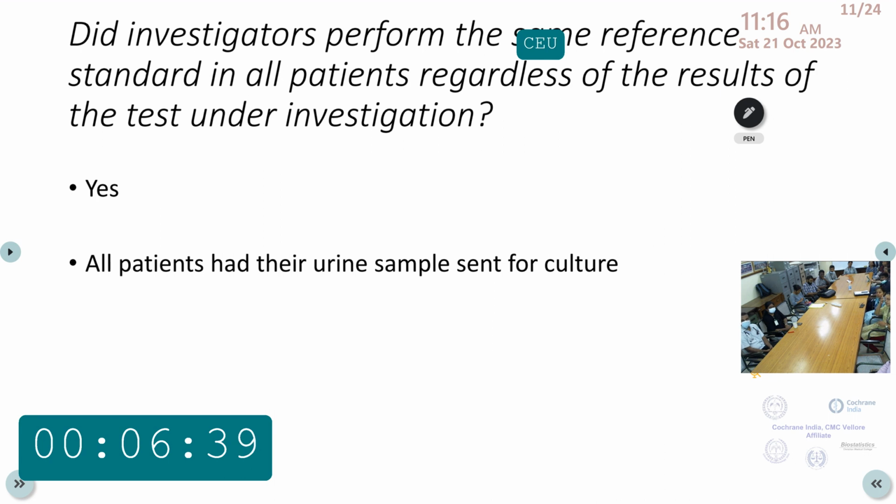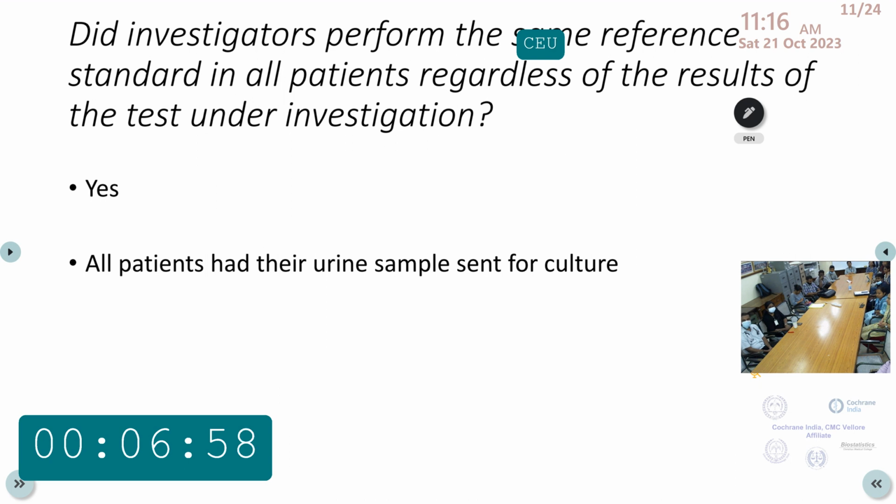The investigators performed the same reference standard in all patients regardless of the results of the test under investigation. Yes. So all 60 ladies who were included in the study had a urine culture test, and based on how many of them grew positive urine cultures, they were taken to truly have disease.